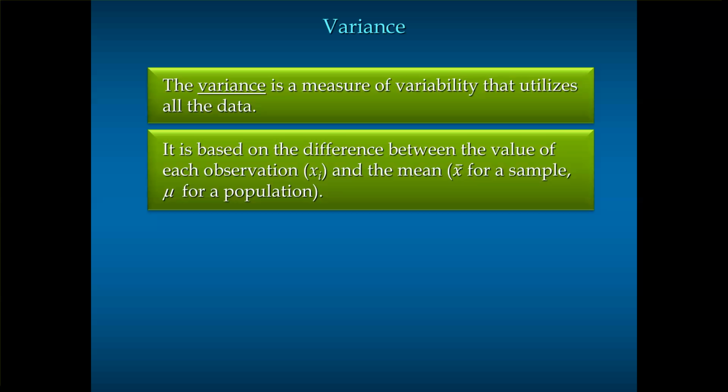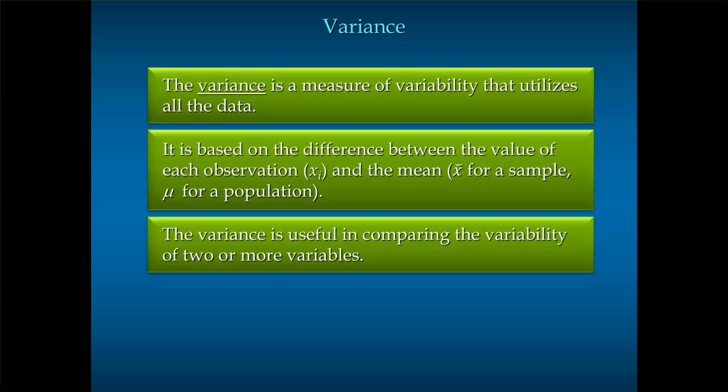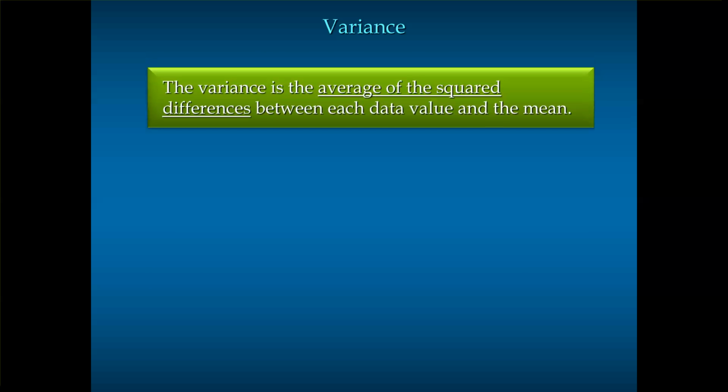So it is based on the difference between the value of each observation and the mean, x bar for the sample and mu for the population. The variance is useful in comparing the variability of two or more variables. So how can we calculate it? The variance is the average of the squared differences between each data value and the mean.